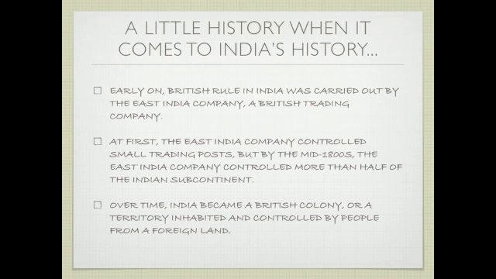Early on, British rule in India was carried out by the East India Company, a British trading company. At first, the East India Company controlled small trading posts, but by the mid-1800s, the East India Company controlled more than half of the Indian subcontinent. Over time, India became a British colony, or a territory inhabited and controlled by people from a foreign land.